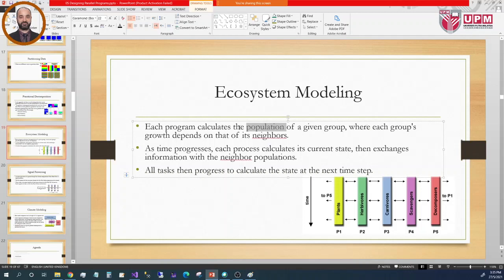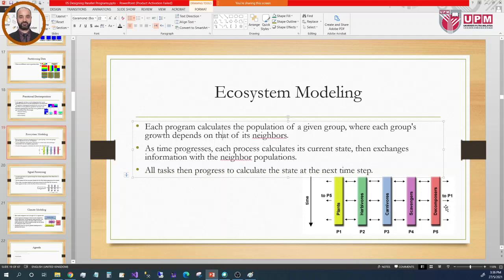They calculate the population of a given group. So maybe by population here they mean the number of plants, or the number of whatever in the second group and the third group. I don't know how they calculate it, but there's a very important condition here: each group's growth depends on that of its neighbors. So each group cannot grow by itself. It will grow based on the other groups' information, right? So that means there's some relation between the groups, some relation between the groups of data.